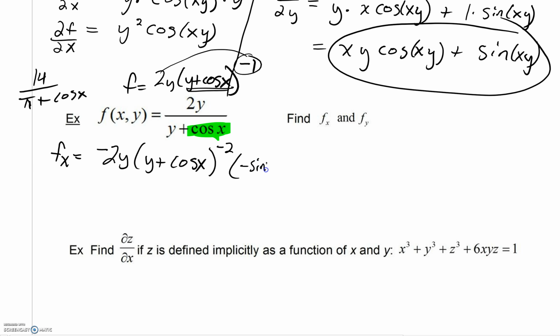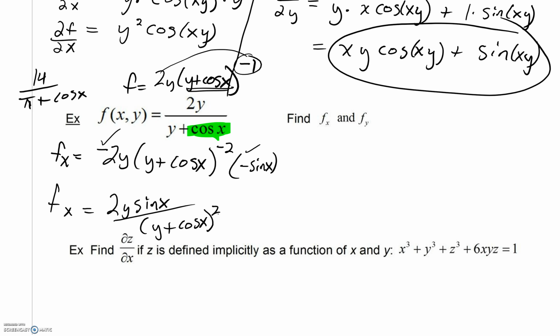Negative sine of x. So, cleaning it up, it's very likely a negative times a negative you would just see as a positive. So it's 2y sine of x. You could bring this other thing down for sure. Write it as a square, right? As we get to f of y, f sub y, can we avoid the quotient rule? No, bummer. Okay, but that's okay.